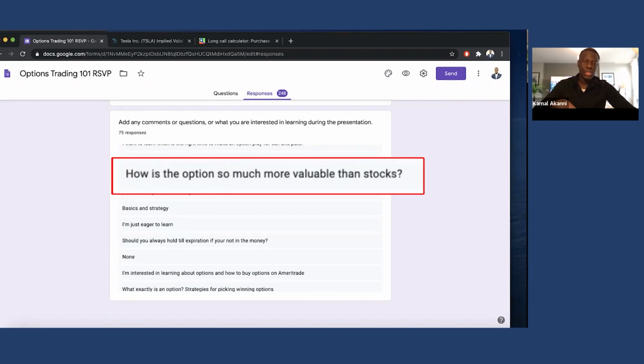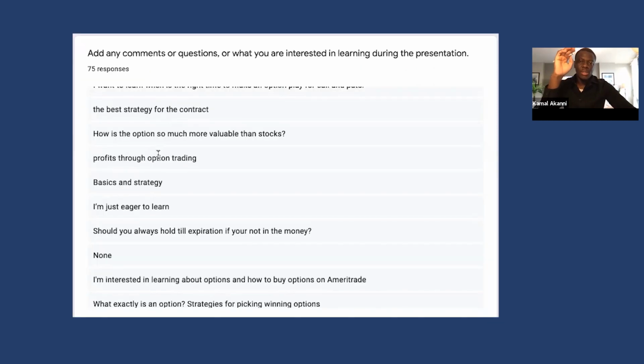Has the option so much more valuable than stocks? Sometimes the premium can be much more expensive than the actual stock price, and that's only because of expected implied volatility of the stocks. So the stock may be $2 right now, and if option buyers and sellers feel like it will be worth a lot higher in the future, that's how they essentially price that premium. So that premium will be quite expensive because there's a high demand for it.